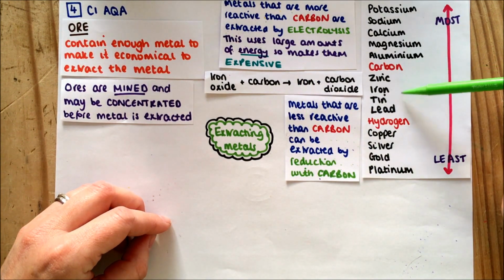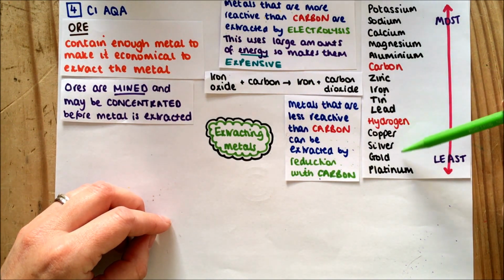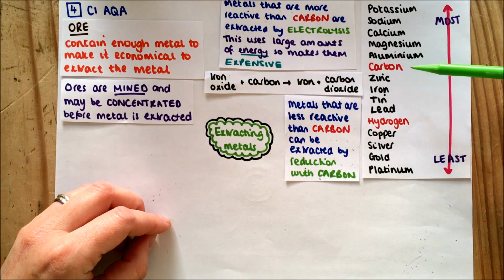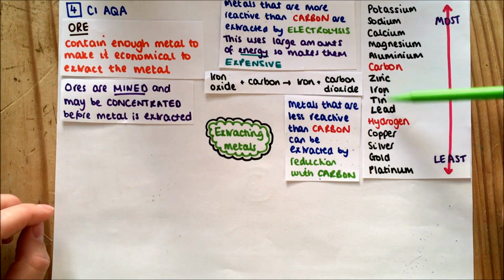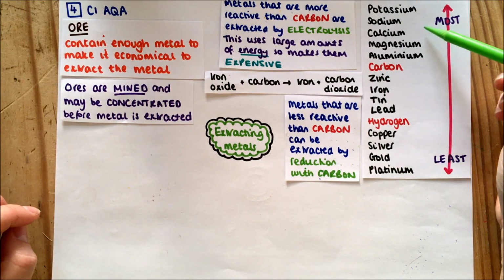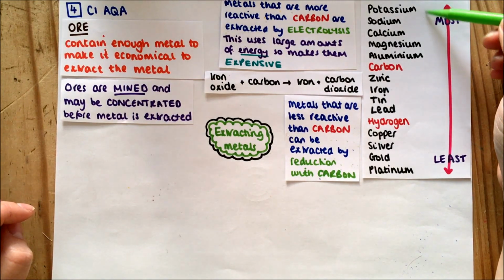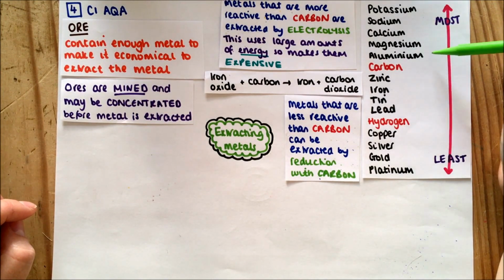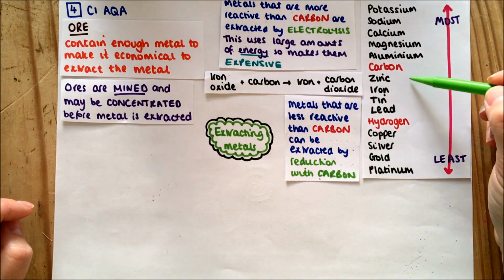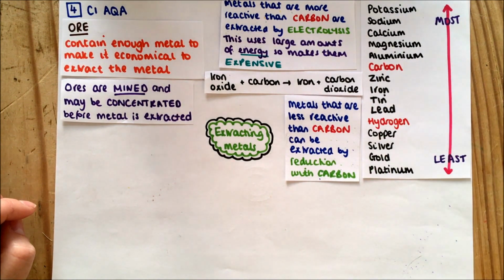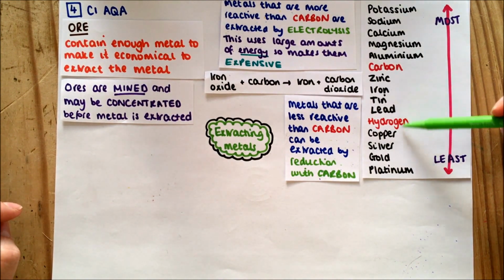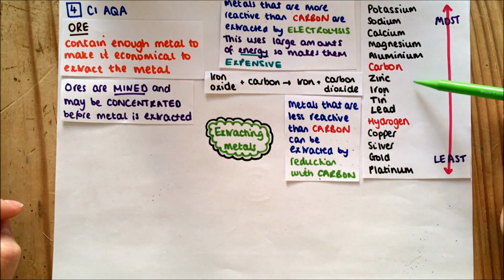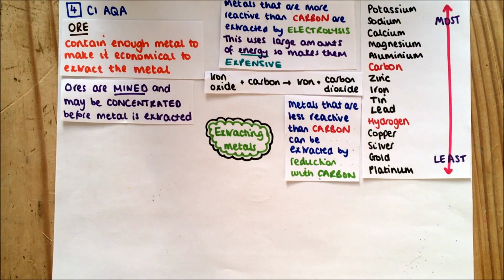If the metal is anywhere down here underneath carbon, we use carbon, which is a cheaper option, so the metals remain cheaper. But if it's above carbon, these are more reactive, so reacting it with carbon won't work, so we need to use electricity. We call it reduction with carbon if it's a metal underneath carbon in the reactivity series. So if you use your data sheet, you can work out which ones are underneath carbon, therefore we'd use carbon to extract these metals.